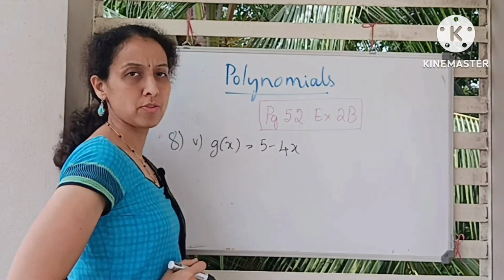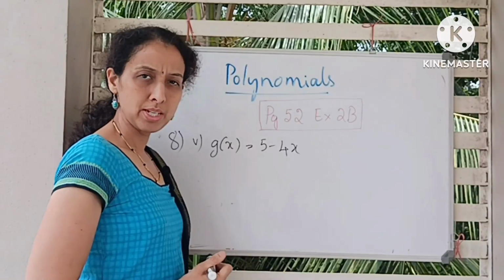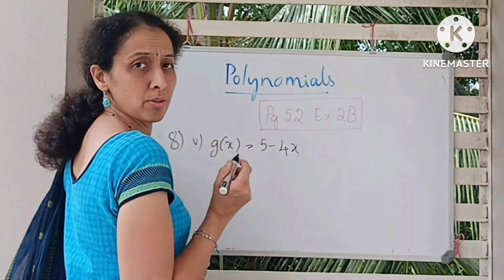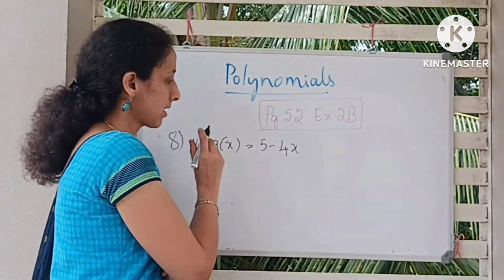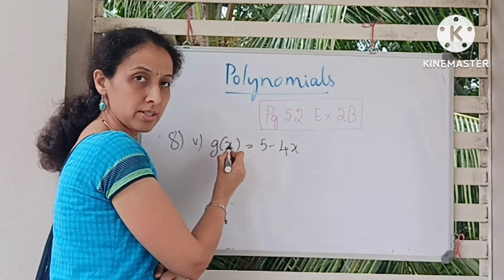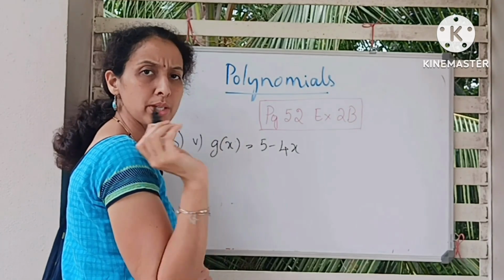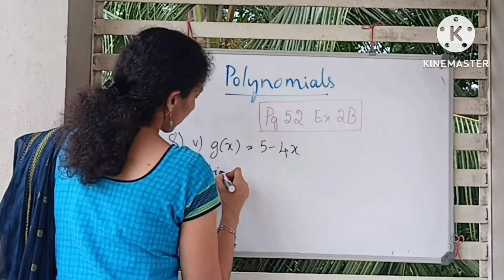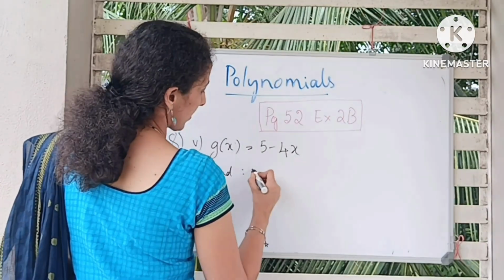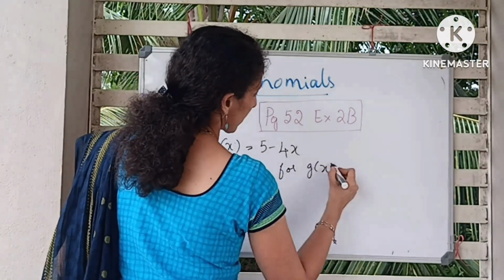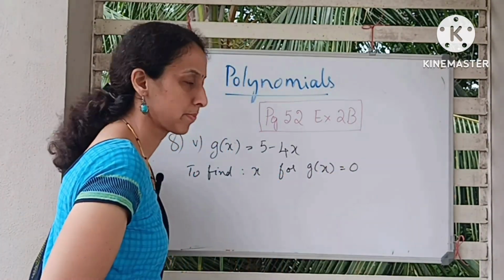Let's take the eighth main fifth problem. Find the zeros of the polynomial, and the polynomial is given. How to solve this? So what we have to find out is the value of x to which this g of x becomes 0. To find x for g of x is equal to 0.